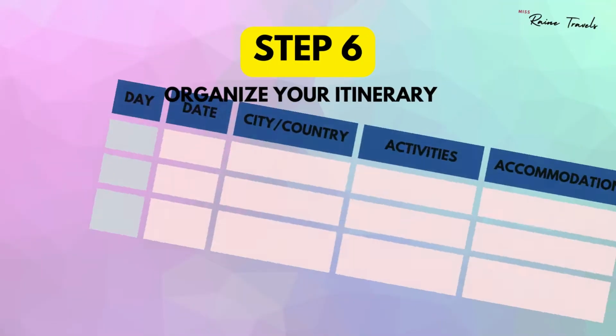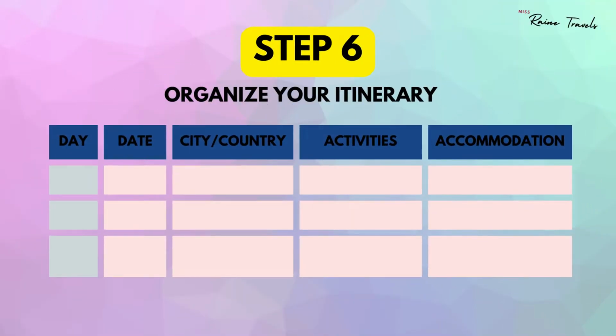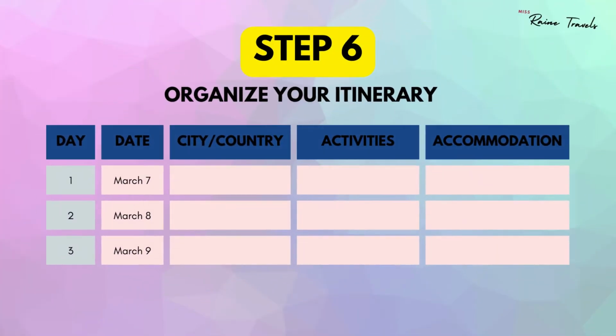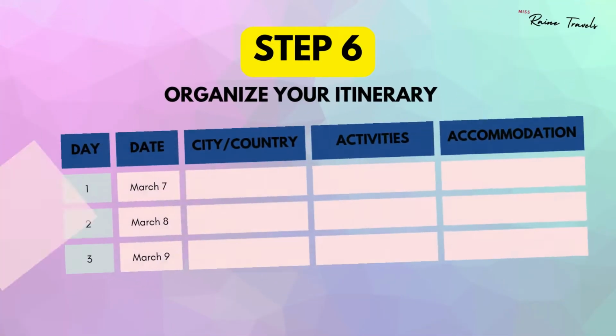So I have the day, the date, the city or country, the activities, and the accommodation where I'll be staying. 1, 2, 3, the date, March 7, 8, 9. So this would be a 15-day itinerary. And then the city or country. So we'll start off with Berlin.